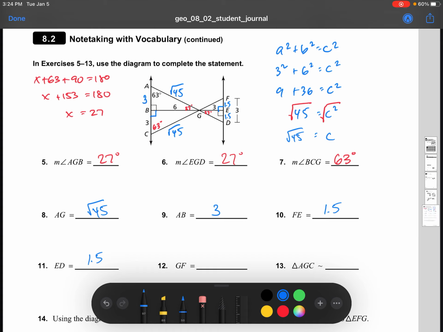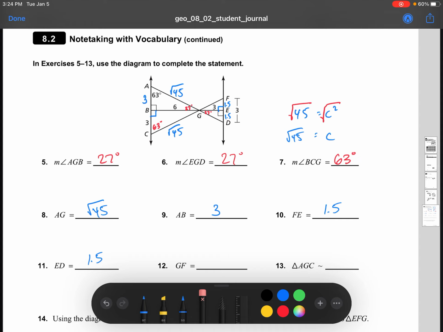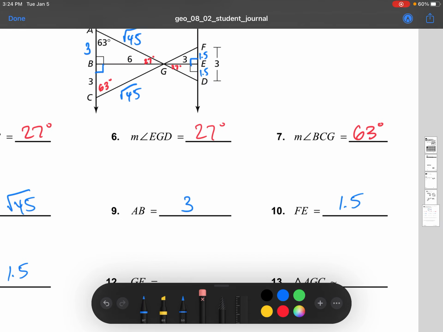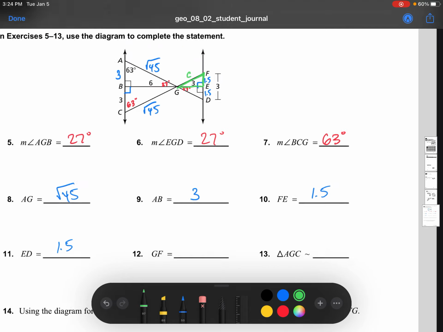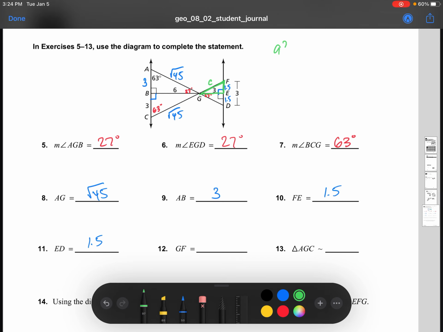All right, what is the length of GF? Let's see if we can erase some of this work now. GF is the hypotenuse of one of the small triangles. Let's switch here. So here's GF. Let's call that C now, because again we like to use A, B, and C when using the Pythagorean theorem. So A squared plus B squared equals C squared.